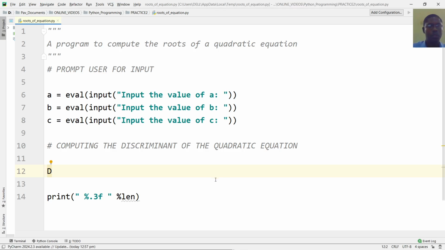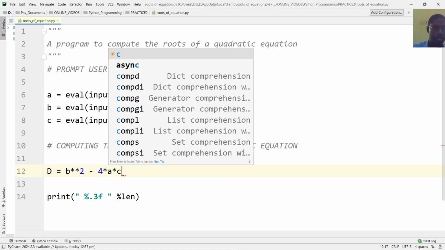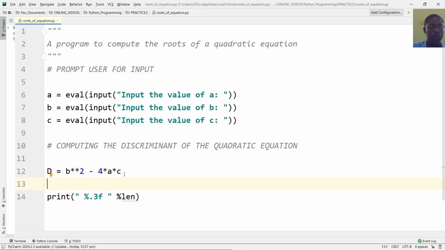So that's going to be equals to B raised to the power of 2. In Python programming, we use double asterisks to represent raised to the power. Then minus 4 times A times C. So B squared minus 4 times A times C.